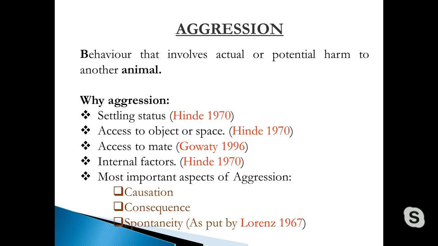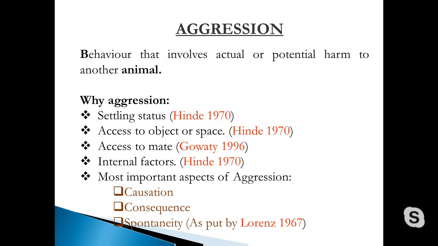So there are three important aspects of aggression: causation, consequence, and spontaneity. These were put forward by Lawrence in 1967. Lawrence is also known as one of the founding fathers of understanding aggression and competition in animals.